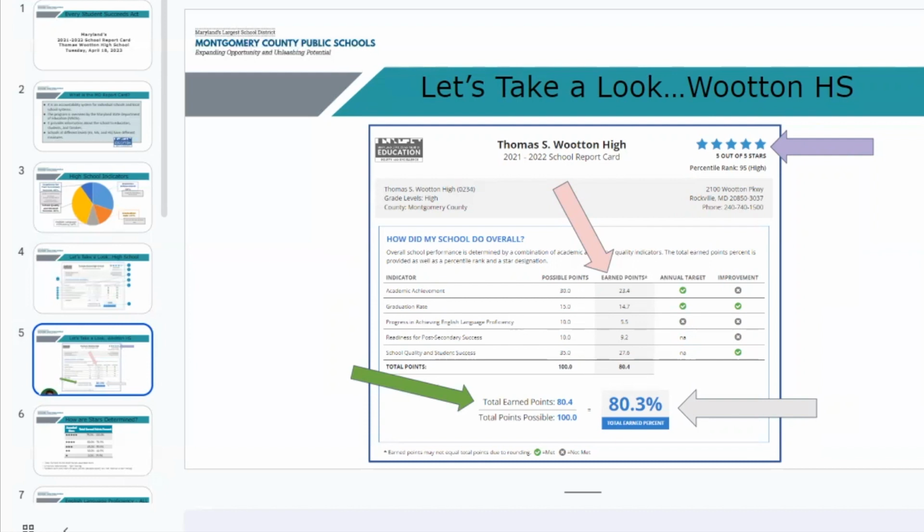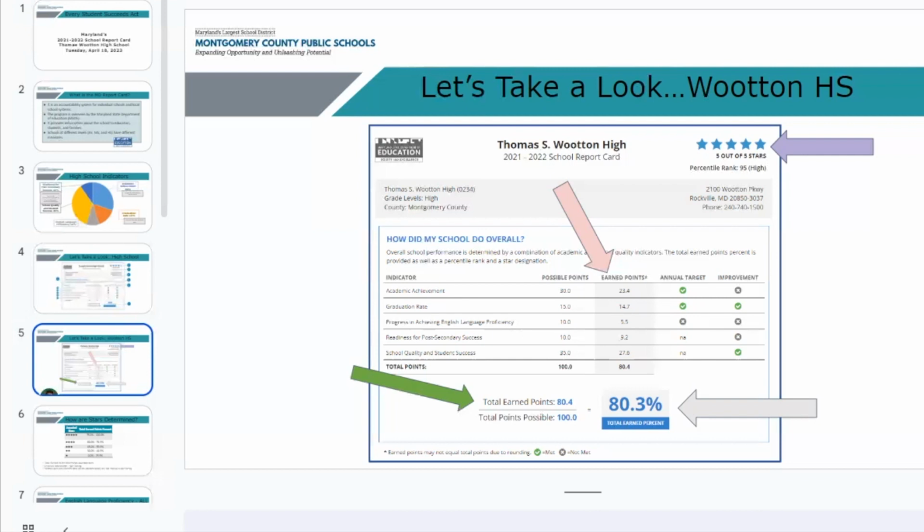I'm going to finish breaking down this report, and then Camille, I see you have a question, so we're going to take that in just a moment. So we have 5 out of 5 stars. The next thing you're going to see is that percentile rank. We have some more information on slides coming up about how the percentile breaks down. But that 95 percentile goes back to the 5 stars earned.